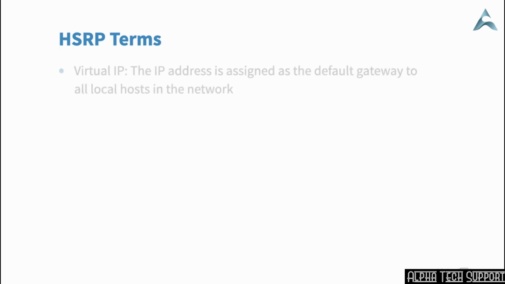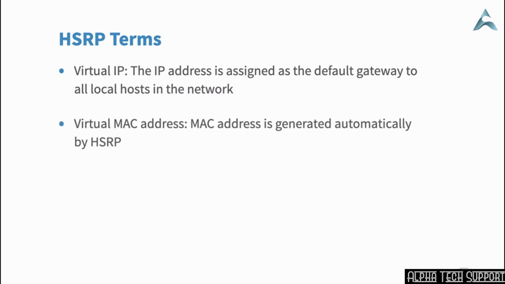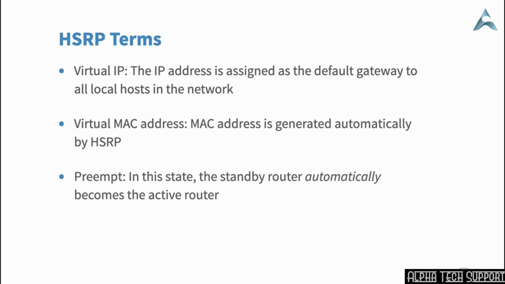Now we'll talk about the various states that Hot Standby Router Protocol goes into, but let's talk about a couple of terms. One is a virtual IP. Now this is the IP address assigned as a default gateway to all hosts on the network. There's also a virtual MAC address. Now the MAC address is generated automatically by Hot Standby Router Protocol. And preempt. Now in this state, the standby router automatically becomes the active router.